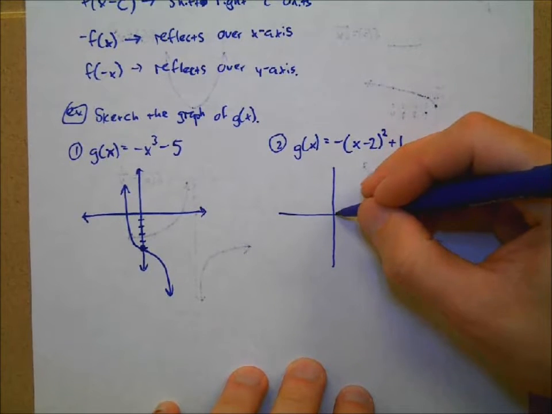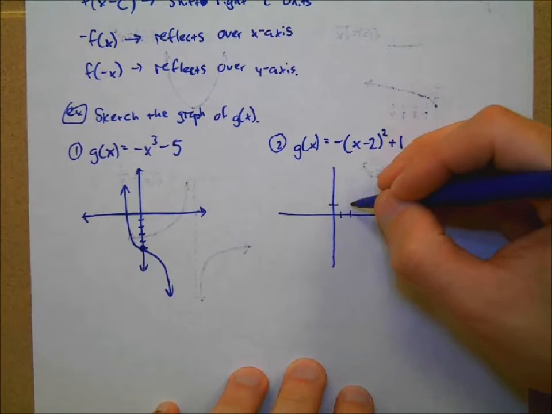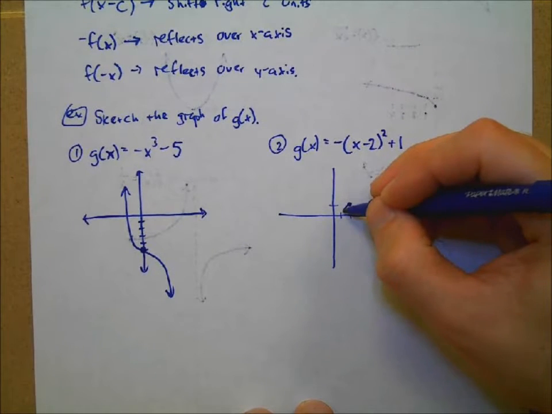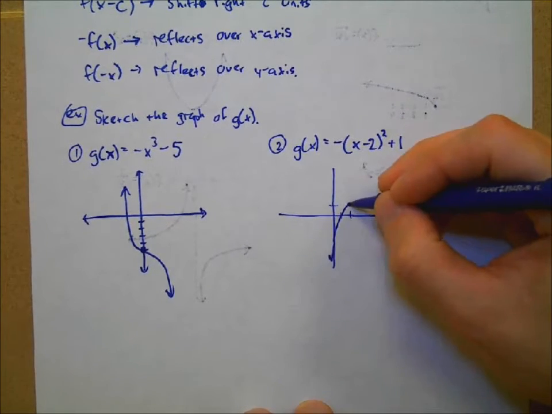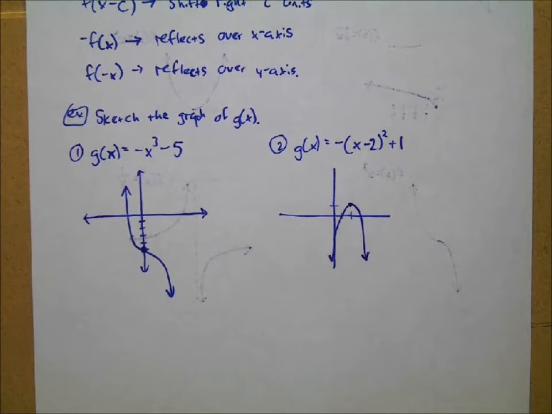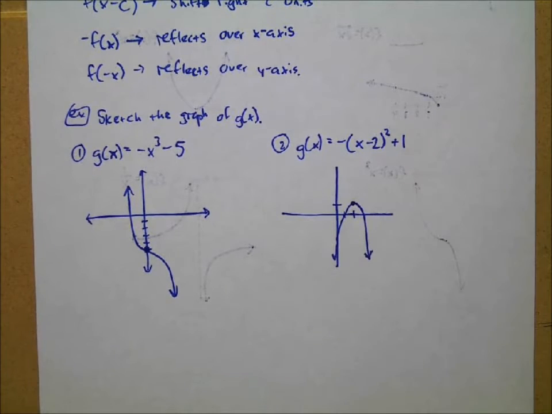So again, 1, 2, 1. There's my new vertex. And since we have a negative there, it's going to go down. So it looks something like that. Again, if you want to, you can identify more points to get an idea there, but that's a good sketch of it at least. You get the idea.